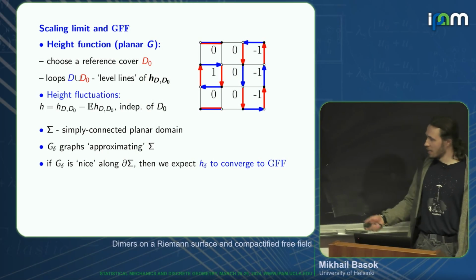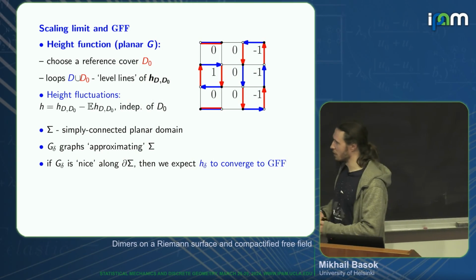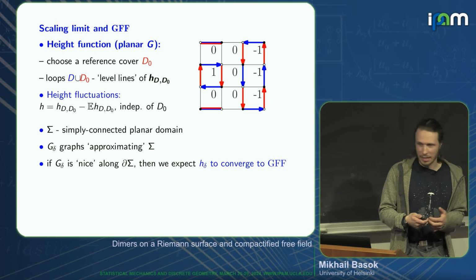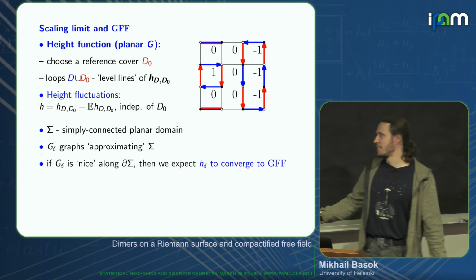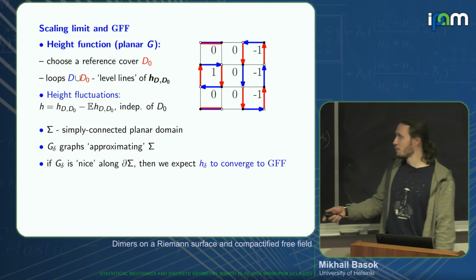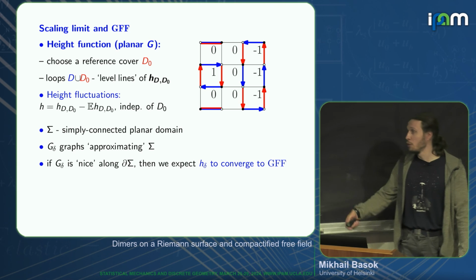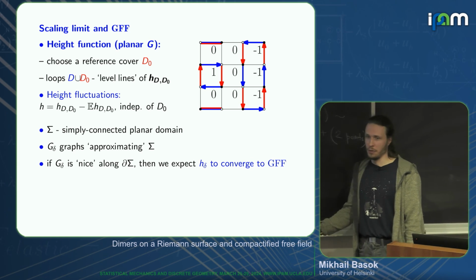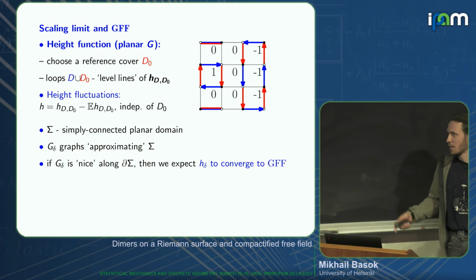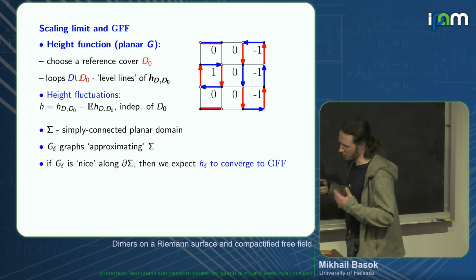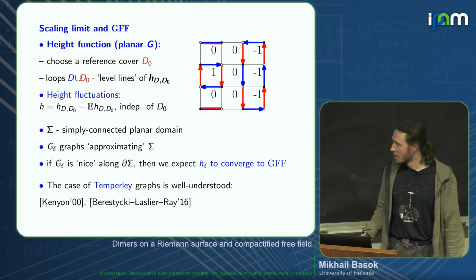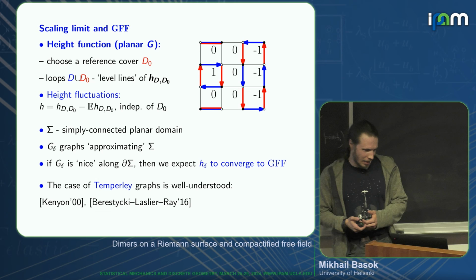The general thing that heuristics tell us is that if this sequence of graphs approximates the domain nicely enough, and also if some constraints along the boundary are satisfied, then these height fluctuations that we defined should converge to a Gaussian field in this domain. There is a non-trivial story happening with the combinatorics of this graph along the boundary, but if it is nice, then it should have Gaussian fluctuations.